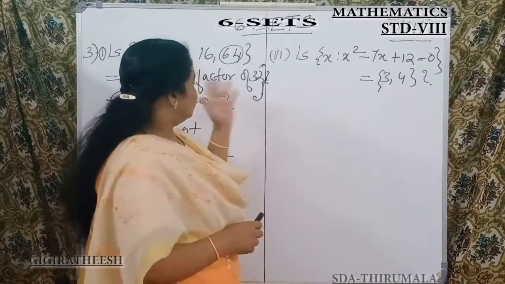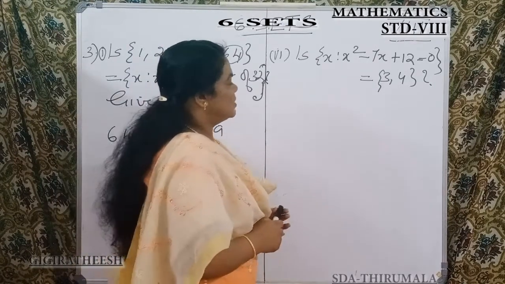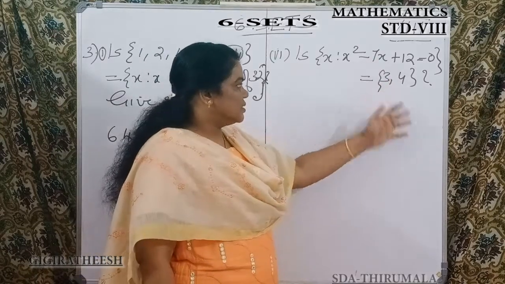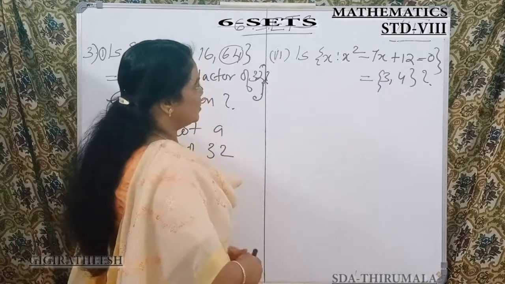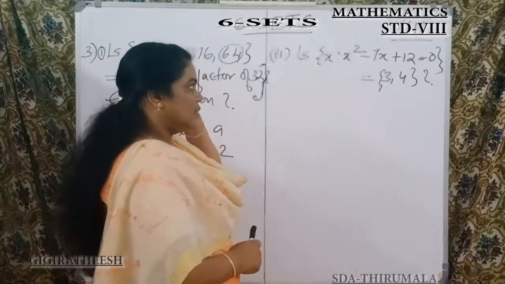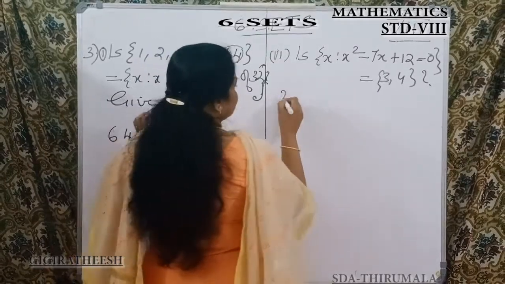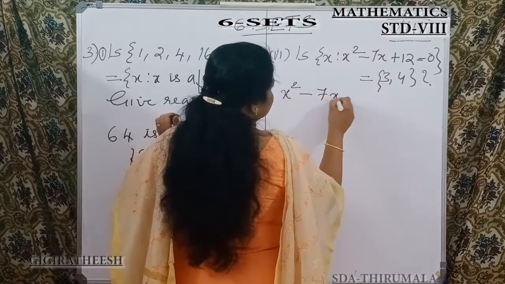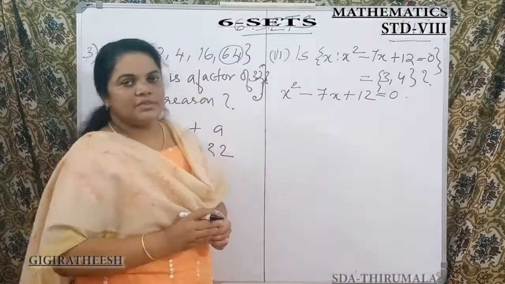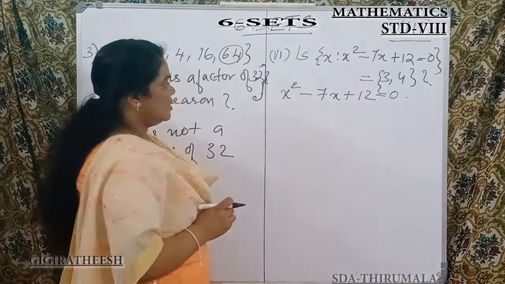Okay, that is from Set 3. The sixth question is: x such that x square minus 7x plus 12 is equal to 0, is it equal to {3, 4}? That is, are 3 and 4 the factors of the quadratic equation x square minus 7x plus 12 is equal to 0? This is a second degree equation. We have already studied in the previous classes about quadratic equations or polynomials, etc. And here, how can we solve?